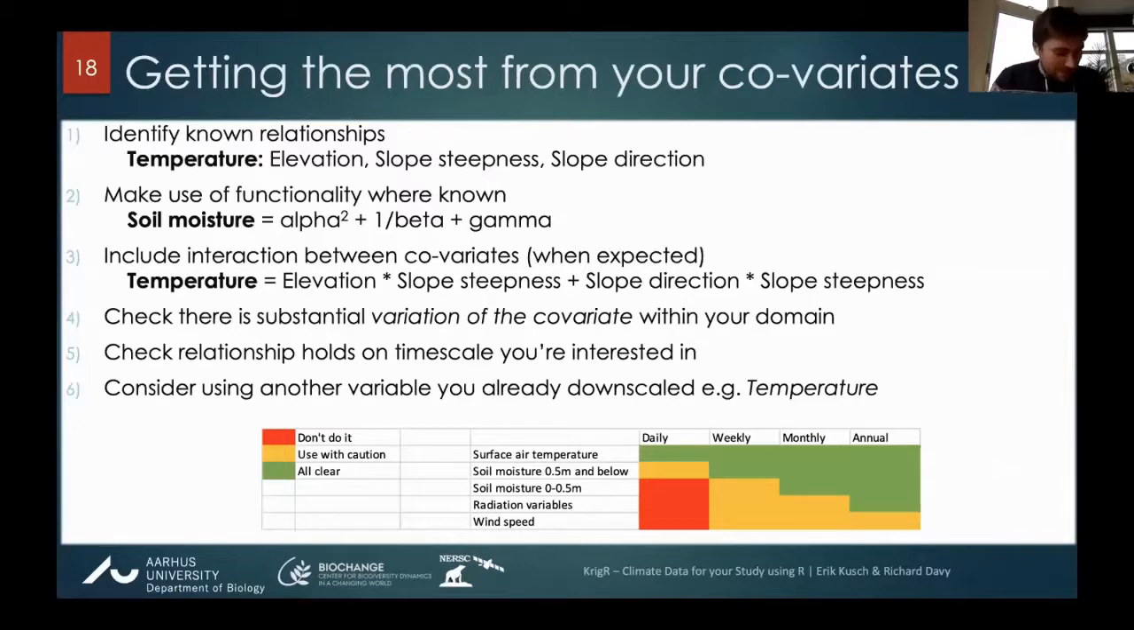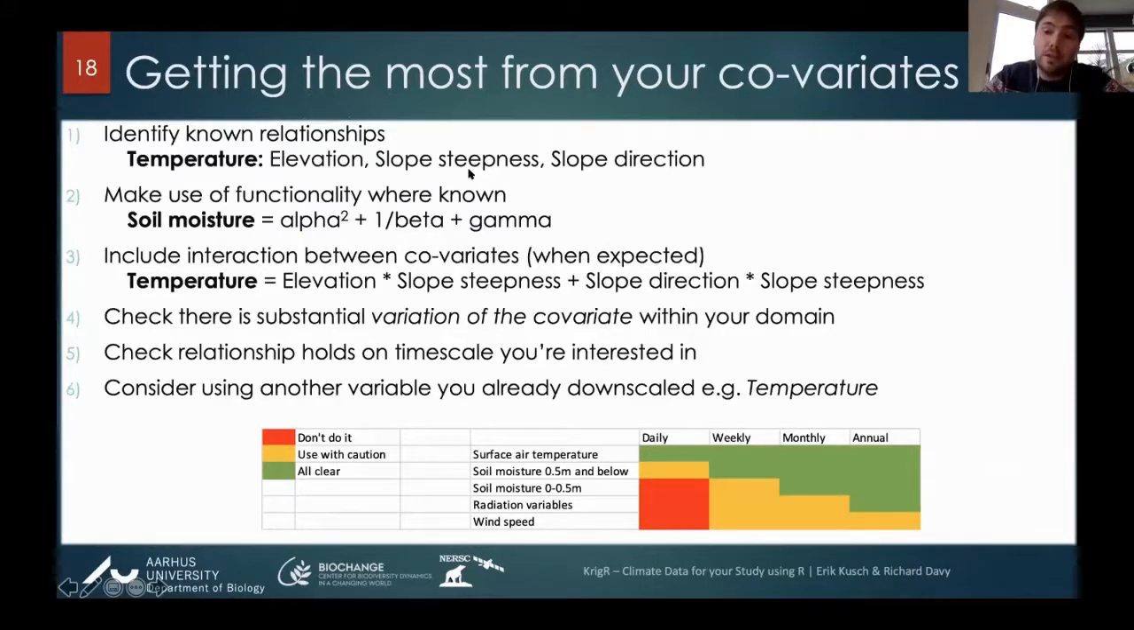So you're probably wondering at this point, what do I do? Which covariates should I choose for my downscaling? The answer is that this is a combination of understanding the physics and of testing as well, because you might not know in advance what's going to be an important covariate. But there are a few pieces of advice I would give about this. The first step is that you should identify any known relationships you have. For example, with temperature, we have known relationships with elevation, with slope, and slope direction.